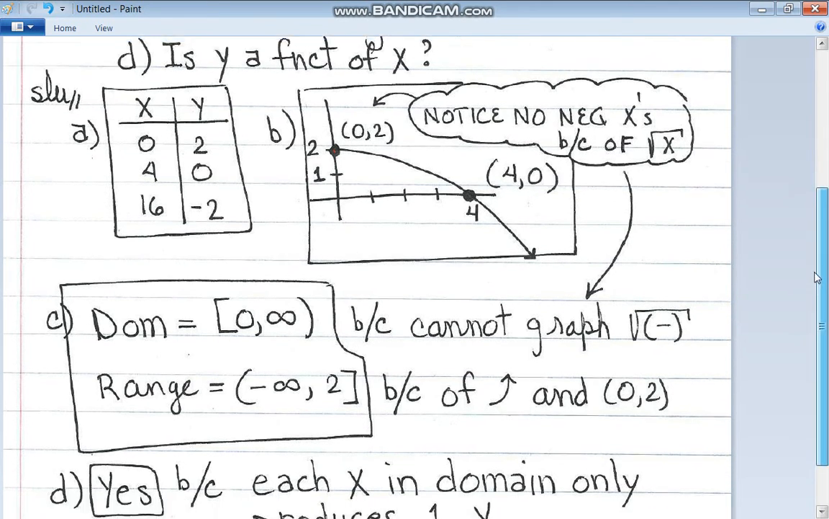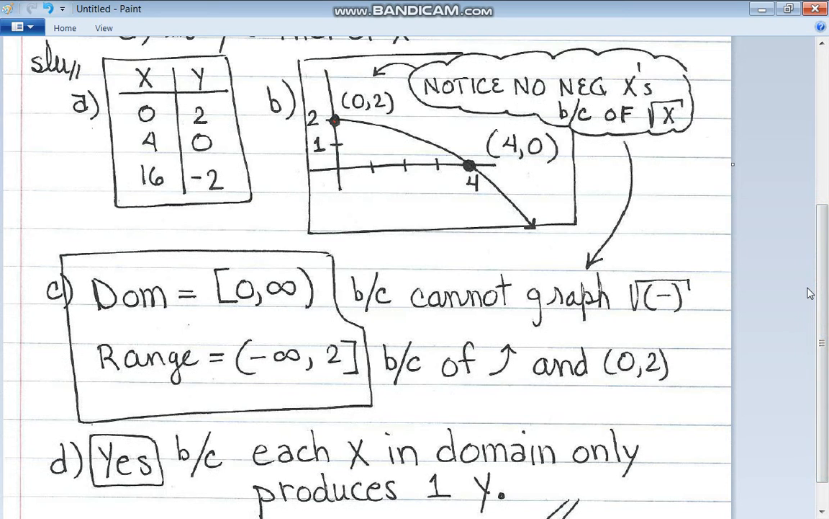Part C, find the domain and the range. Well, we just said that there's no way x can be negative because you're not allowed to take the square root of a negative number and then graph the results, because the results are not a real number. It's an imaginary number, and there's no place to graph it on our real number lines. So we have to choose 0 as the smallest number for x in the domain. We can have 0, that's not a problem, but we can't have anything smaller.